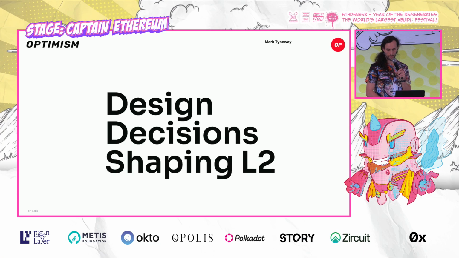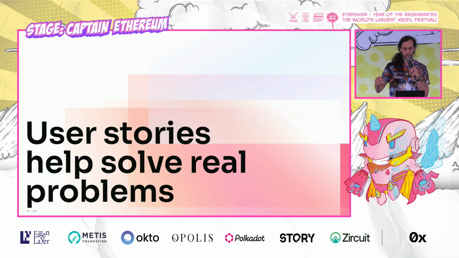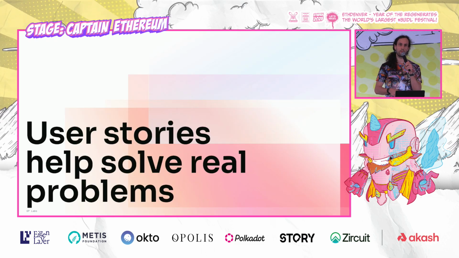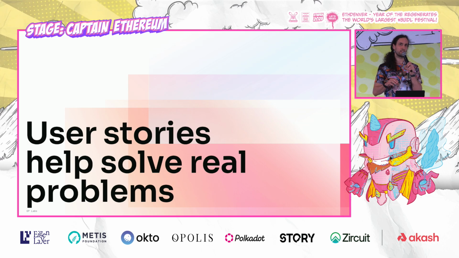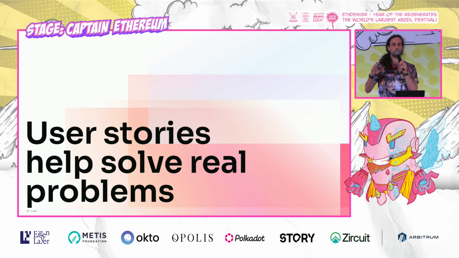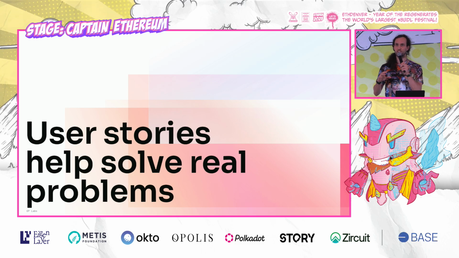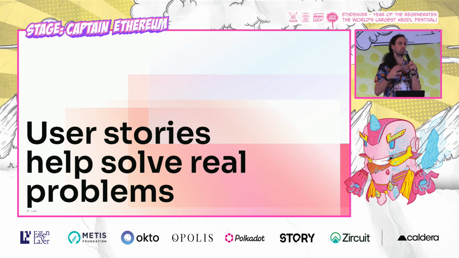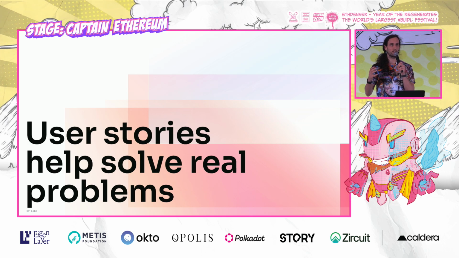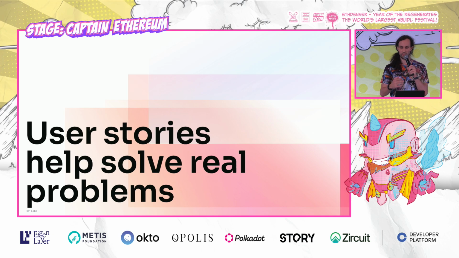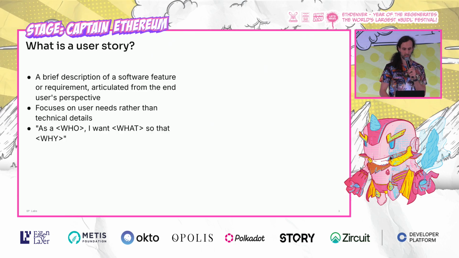So my name's Mark, and today I'm going to be talking about some design decisions shaping L2s. We're going to get into the why rather than the how, right? User stories help solve real problems. I'm here today to talk about the actual user problems that we're trying to solve with the blockchain. We want to move away from just talking about the technology as this solution and really think from first principles from the perspective of the user and the problems that are being solved.